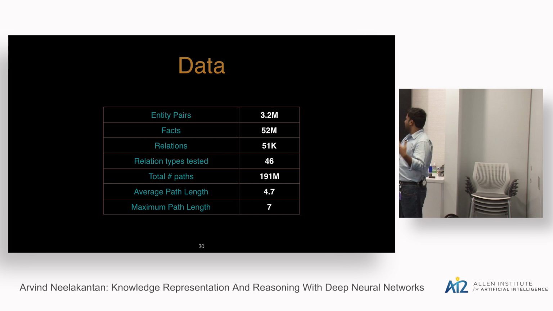I followed basically the same experimental setup as the path ranking algorithm work, where you're given a relation, and then you're given, let's say, 100 positive entity pairs and 1,000 negative entity pairs. During training, you know which are the positive and negative entity pairs. At test time, you don't know whether they're positive or negative, and the model has to rank the positive ones above the negative ones.